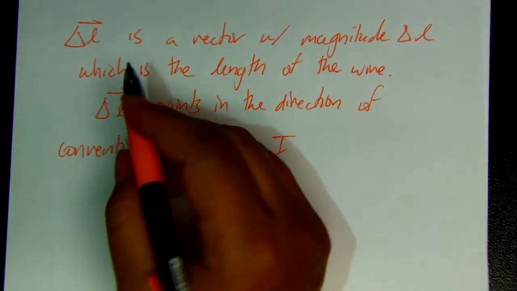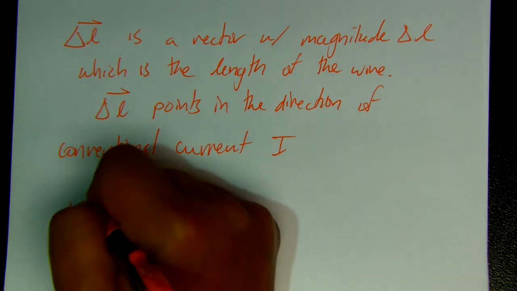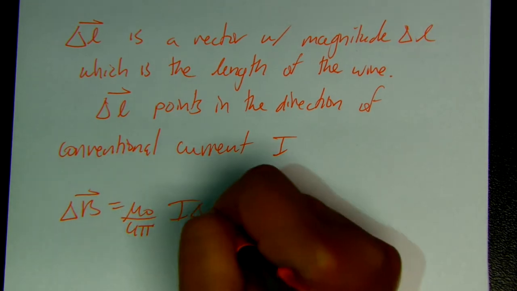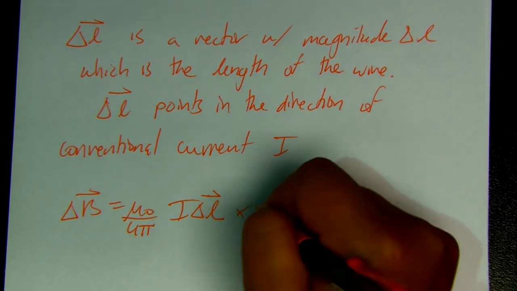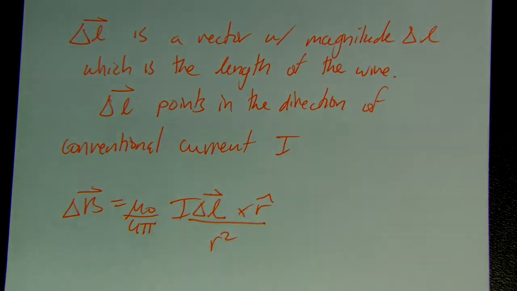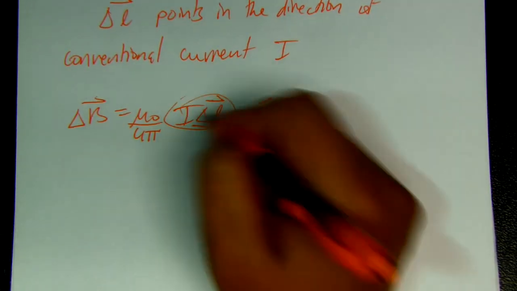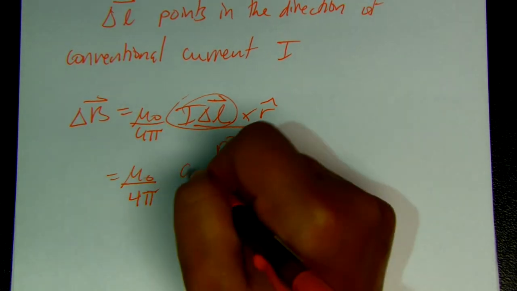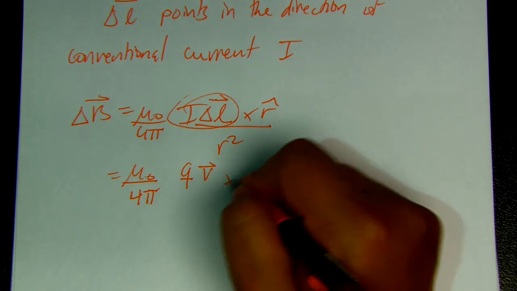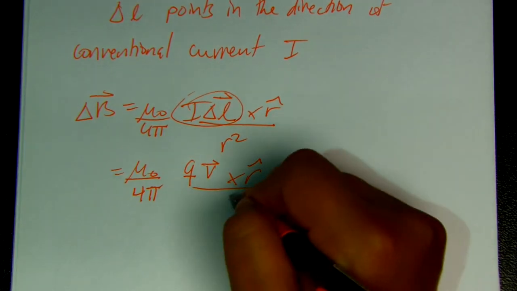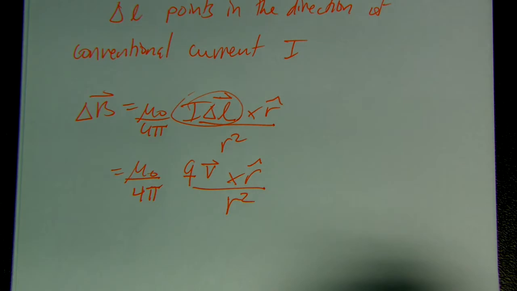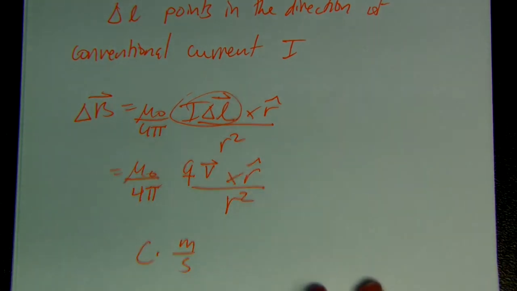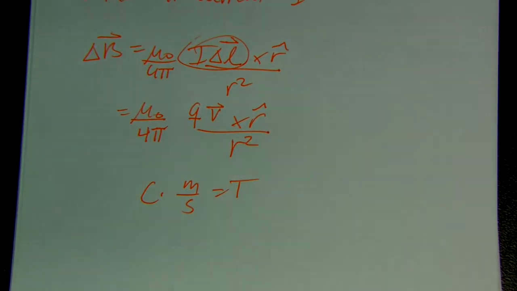All right, so delta B is equal to mu naught over 4 pi I delta L cross r hat over r squared. And really this right here is just mu naught over 4 pi q v cross r hat. Well, this is the sum of all of these, so we see that we have units of coulomb meters per second, which gives us the tesla we're looking for.